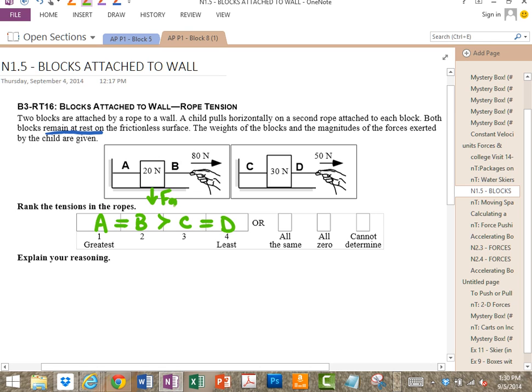We'll just call it FG. I'm going to be lazy here. And this is a normal force. And you've got this applied force here. And then you've got this force here. We'll call it a tension force.